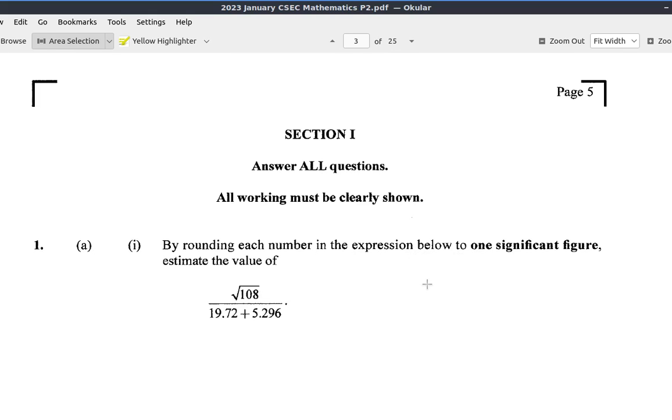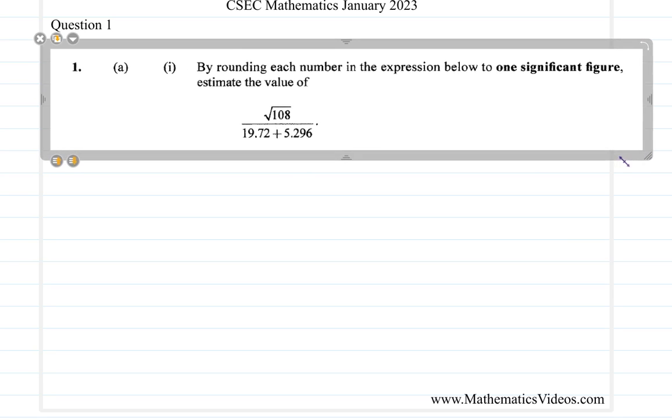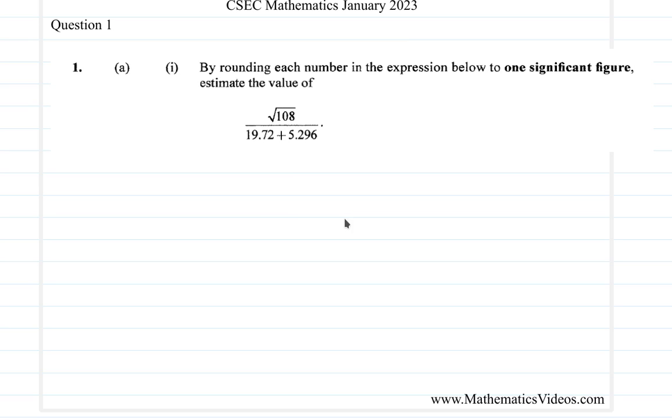Section 1, answer all questions. All working must be clearly shown. A1. By rounding each number in the expression below to one significant figure, estimate the value of. I already copied this over here. I'm going to estimate the value of this. By rounding each number in the expression below to one significant figure.